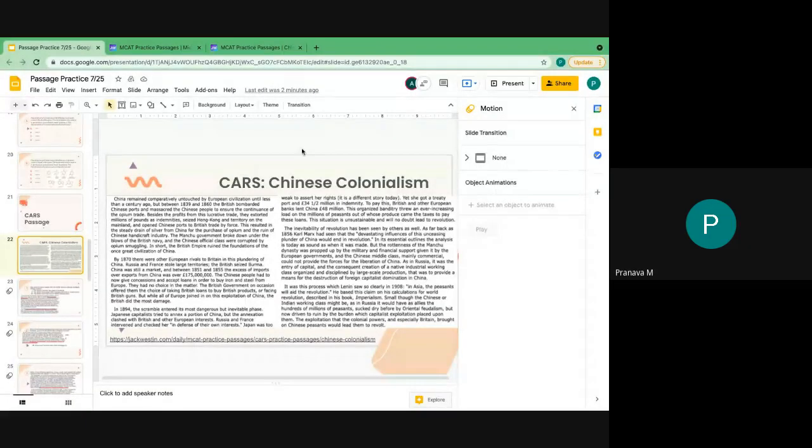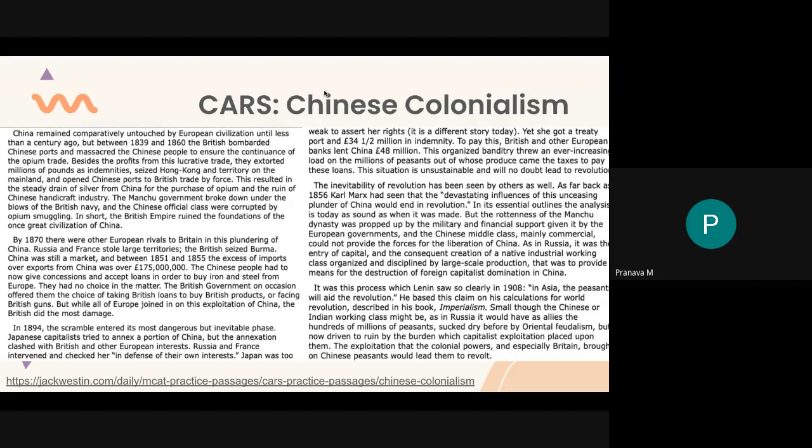So this is a CARS passage talking about Chinese colonialism. So I'm going to take you through it as though I were reading it, like how I normally take it. China remained comparatively untouched by European civilization until less than a century ago, but between 1839 and 1860, the British bombarded Chinese ports and massacred the Chinese people to ensure the continuance of the opium trade. Besides the profit from this lucrative trade, they extorted millions of pounds as indemnities, seized Hong Kong and the territory on the mainland, and opened Chinese ports to British trade by force.